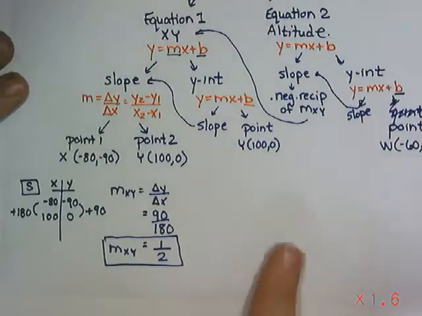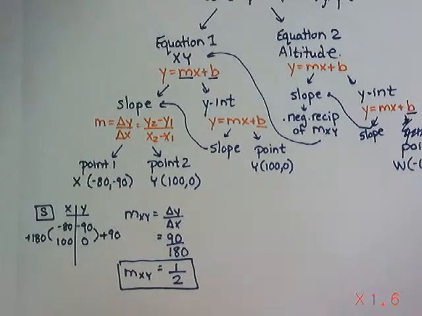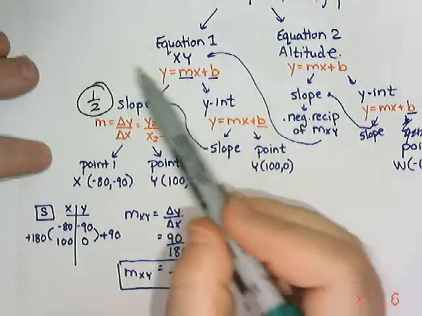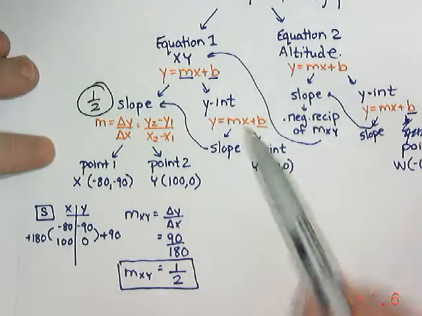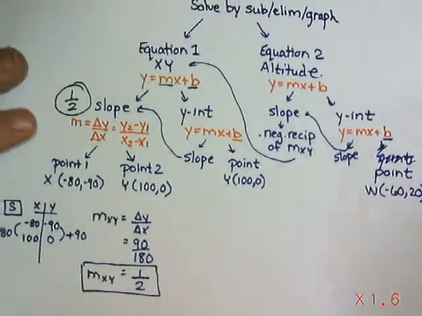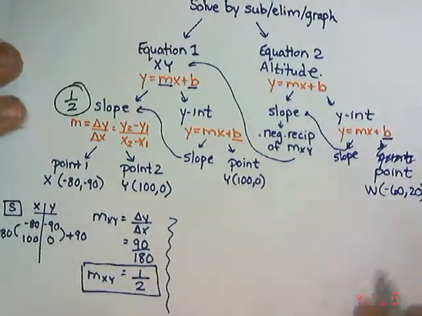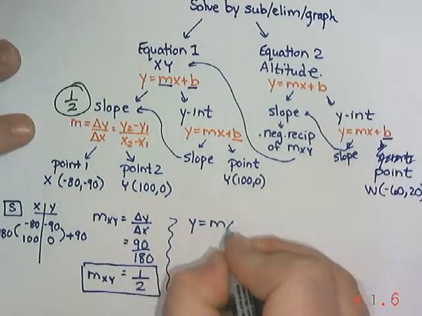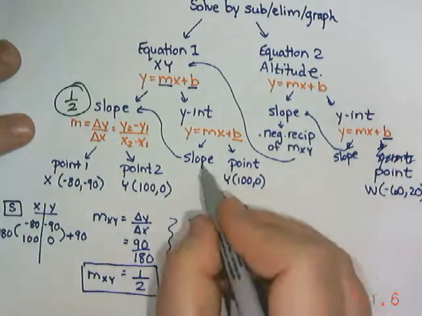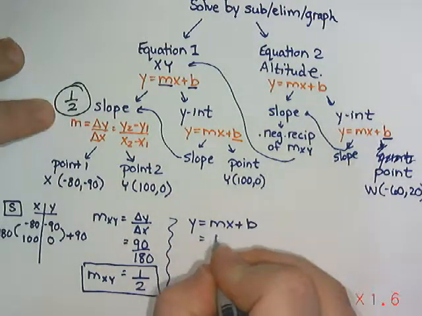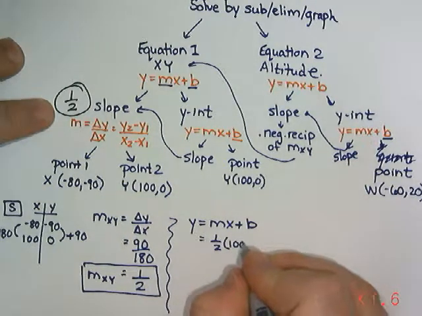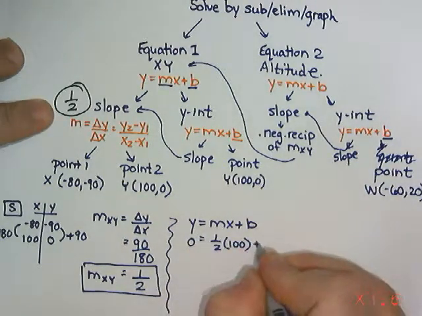So I'm going to write that up here, that my slope was 1 over 2. So I now know the slope. I need to find the y-intercept. So to find the y-intercept, we're going to do y equals mx plus b. I'm going to use my slope of 1/2 and the point (100, 0). So 100 for x, 0 for y.